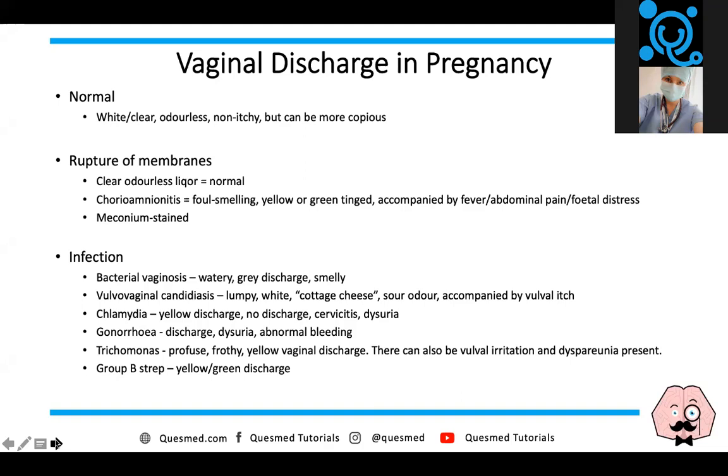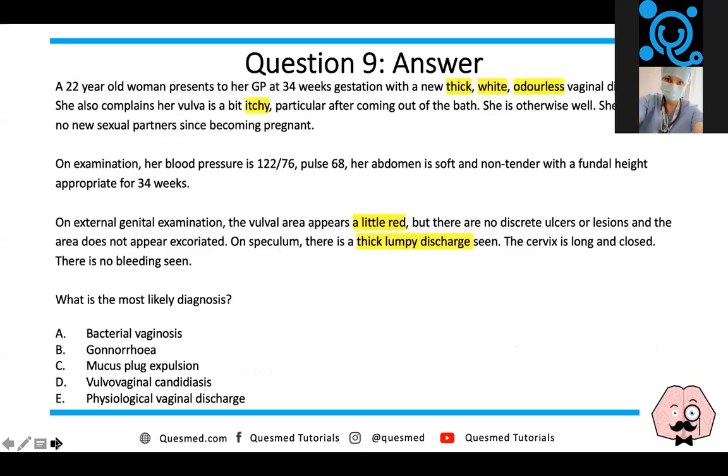And group B strep, that can sometimes cause a discharge, but in some cases can cause a yellow or green discharge, but in most cases doesn't really cause much symptoms. So checking back with our question here, we've got a young pregnant woman at 34 weeks gestation, and she has got a thick, white, itchy discharge.